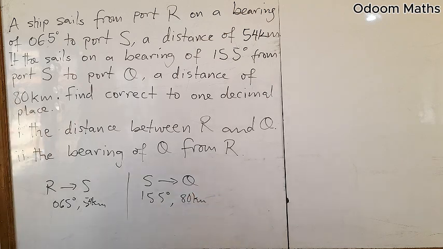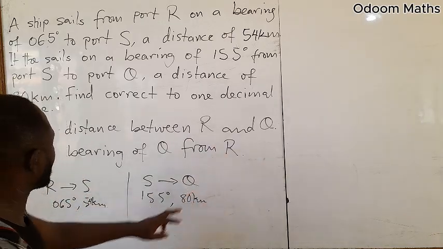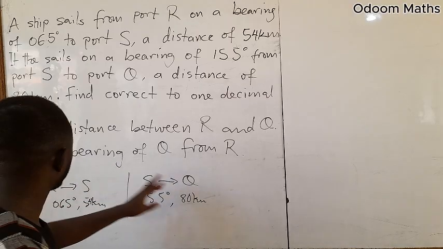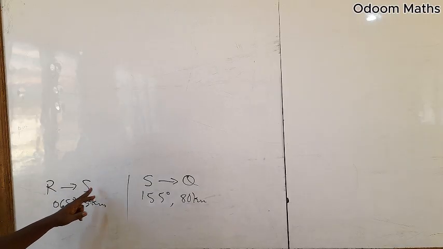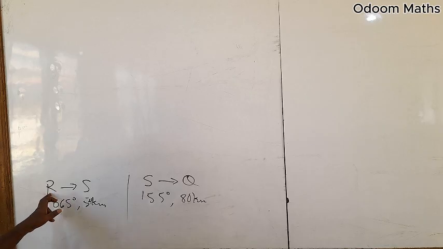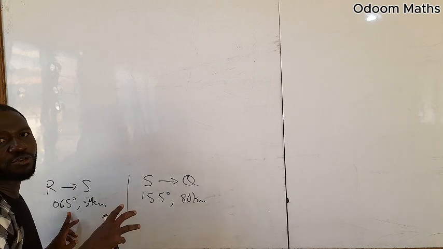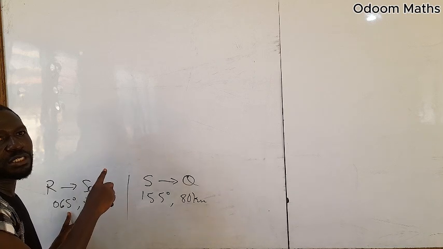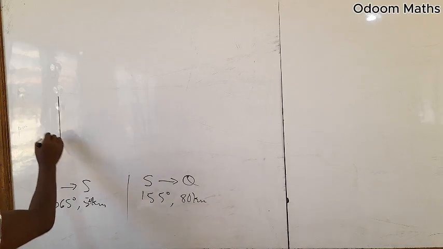Okay. So we are told to find the distance between R and Q, and then the bearing of Q from R. So now let's get the diagram drawn. From R to S is on a bearing of 65 degrees, and then the distance is 54 kilometers. So before we draw, let's look at this. 65 will fall on the first quadrant, from the geographic north to where east is. Okay, so let me put this diagram here.